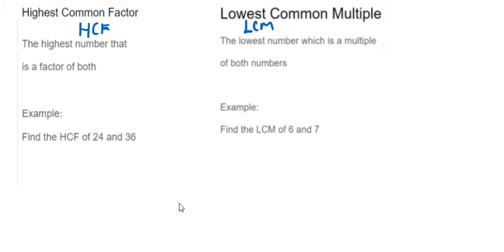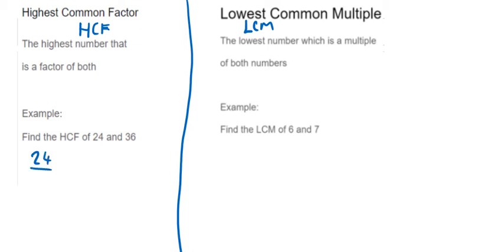So the HCF is highest common factor. It's the highest number that is a factor of both. Okay, so if we look at the example here for highest common factor, find the HCF of 24 and 36. So really what we're looking for is the highest number that is a factor of both numbers. So what you have to do is list the factors of 24, then list the factors of 36, and then see which is the highest one that's in both of those lists.